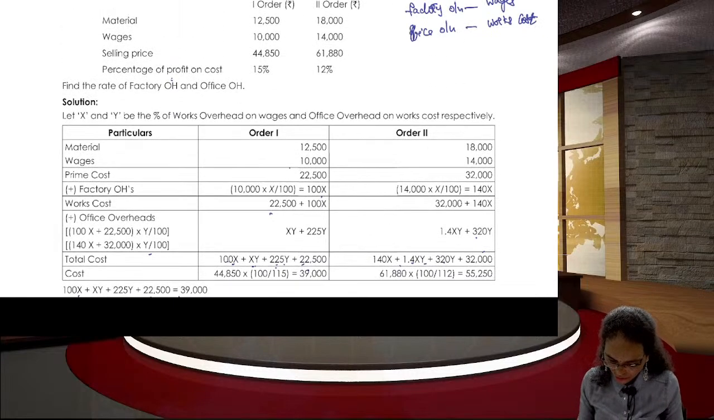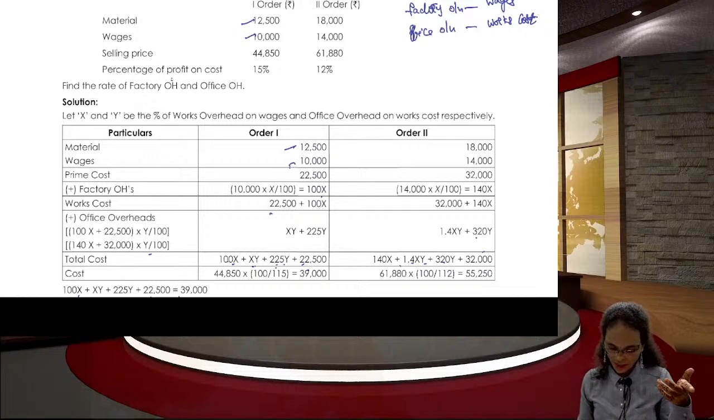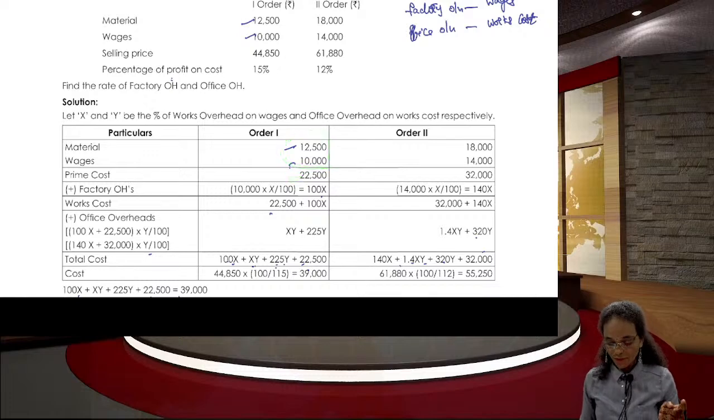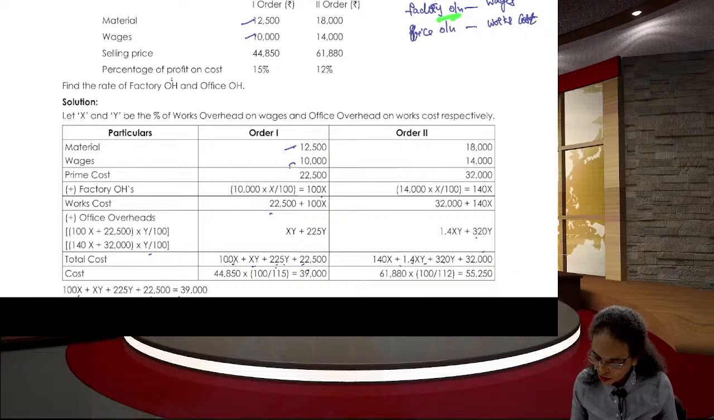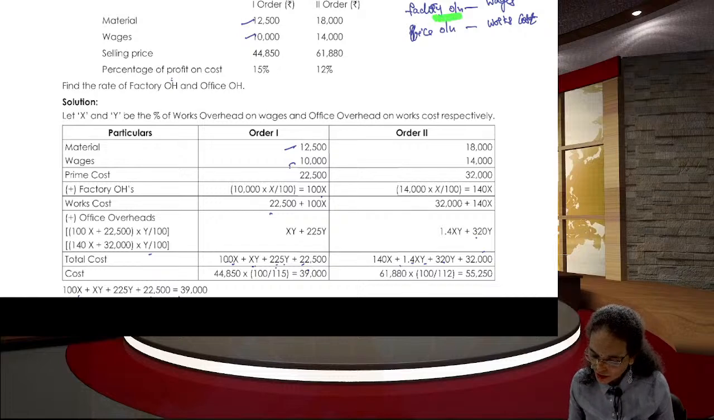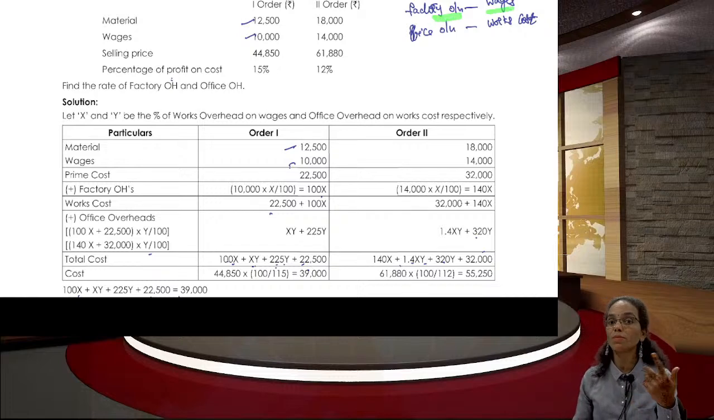See, this is the material, 12,500. Wages, this one. There are no direct expenses. Material and wages put together is your prime cost. For the prime cost, if you add factory overhead, then you will get the factory cost or the works cost. Factory cost and works cost are both the same. Factory overhead is on the percentage of wages, but what the percentage is we don't know.